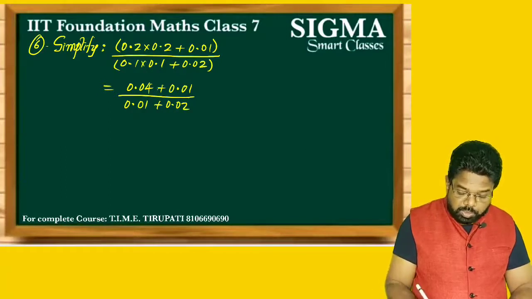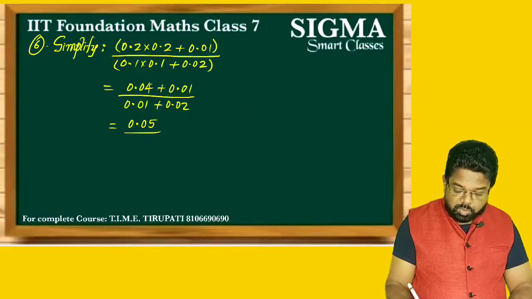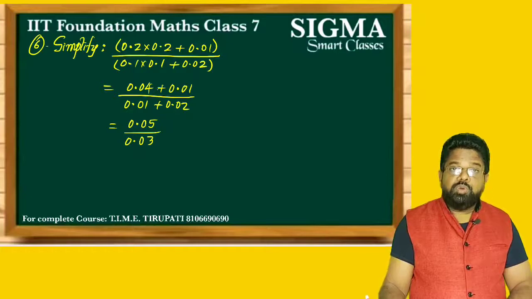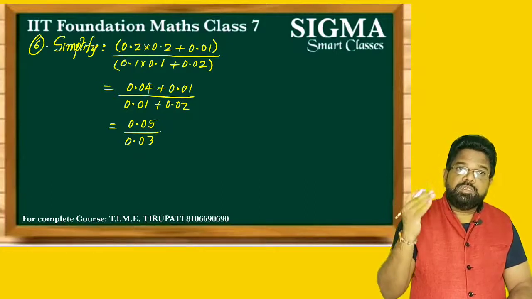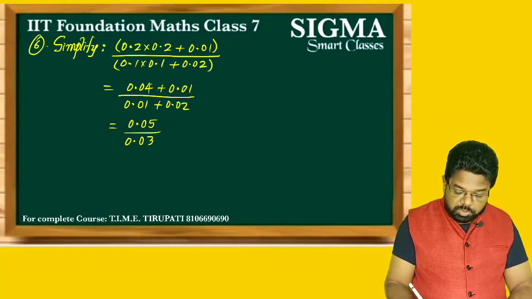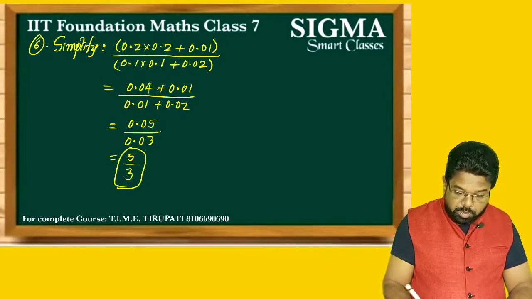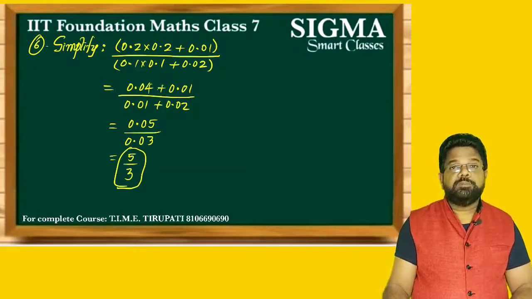Plus 0.02. Now in the numerator take the addition: 0.04 plus 0.01. What happens? 0.05. The denominator value 0.01 plus 0.02 can be written as 0.03. Now in the numerator, after the decimal 2 digits; in the denominator also 2 digits after the decimal. Remove the decimal in the numerator and denominator: 5 by 3. So finally, how much answer did you get? 5 by 3 is our answer.